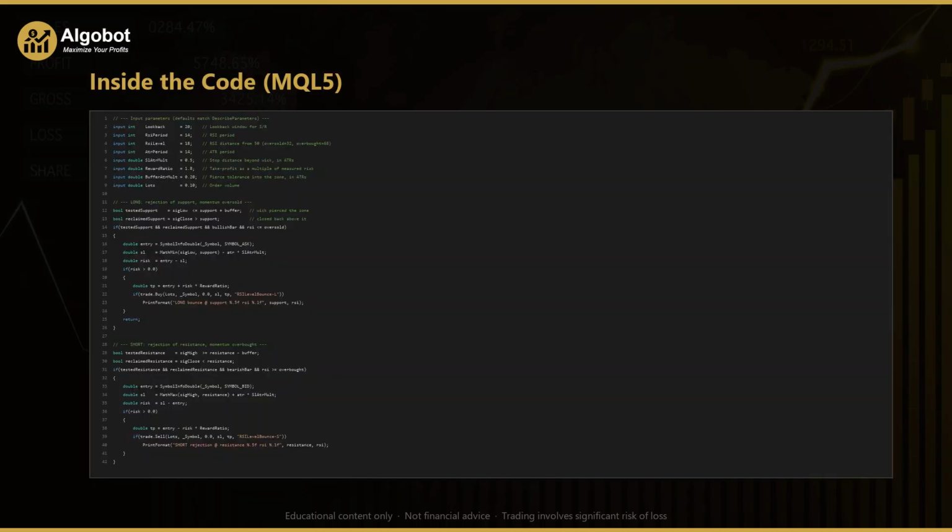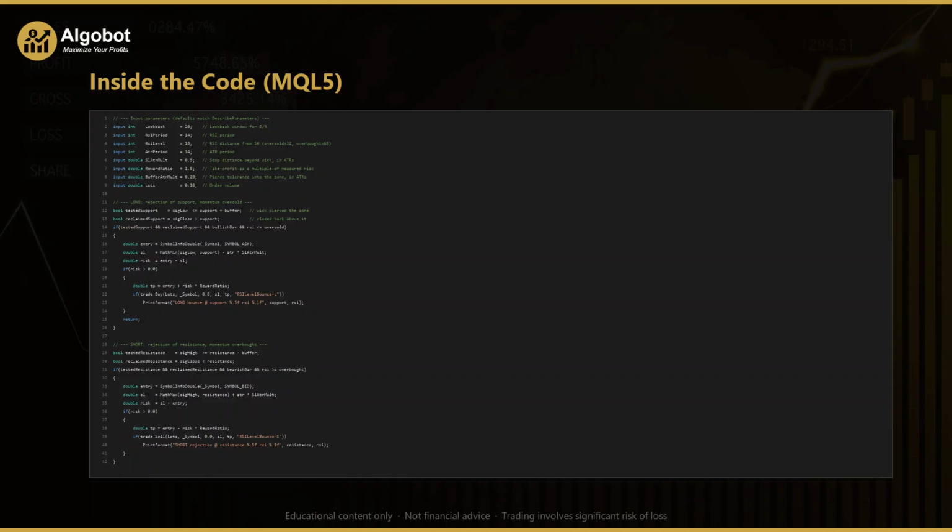Let's read through the MQL5 you see on screen. At the top are the input parameters. Lookback, defaulting to 20, sets the window for support and resistance. RSI period and RsiLevel control the momentum filter, where a level of 18 places oversold at 32 and overbought at 68. ATR period feeds volatility.